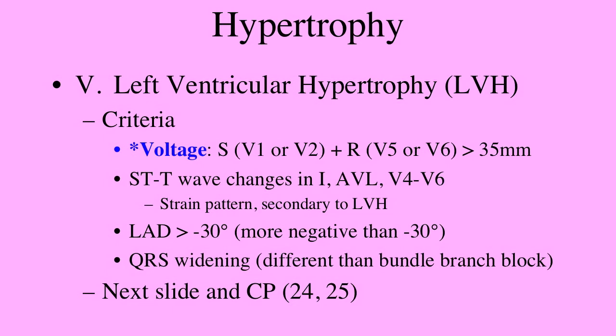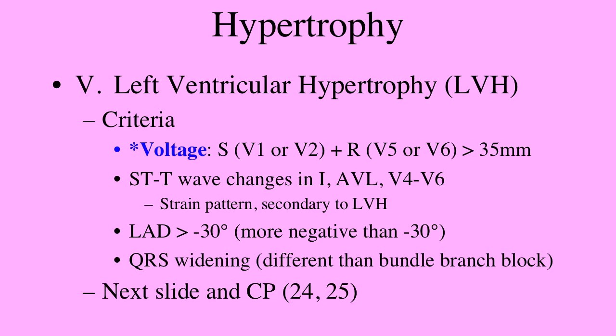We also have examples of this on pages 24 and 25 in the course pack. And for left ventricular hypertrophy, the first thing you want to think about is the voltage. So take the S wave in V1 or V2, take the larger of the two. And take the R wave in V5 or V6, take the larger of the two. And again, if you're looking on page 24, there's a couple of examples. Actually, look at maybe the lower one first where the arrows are.